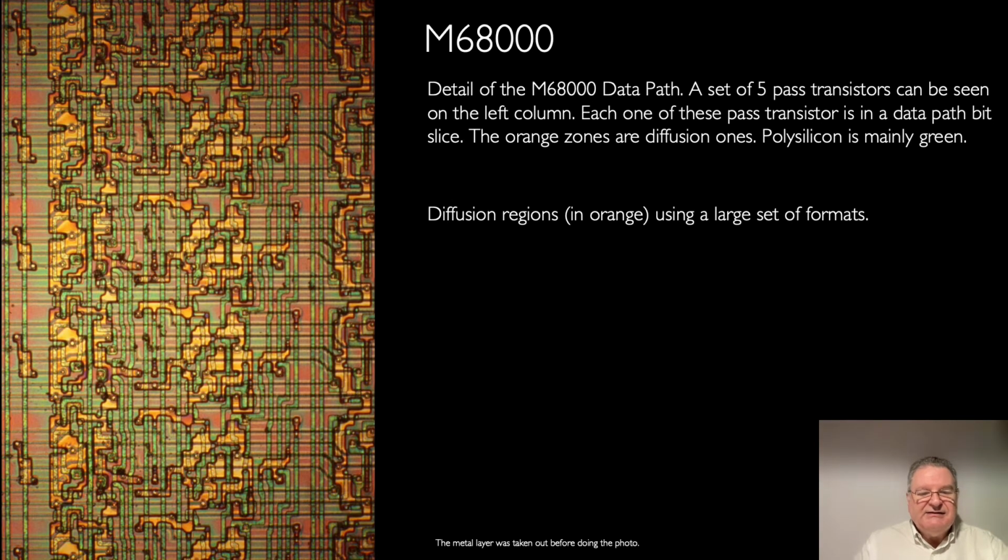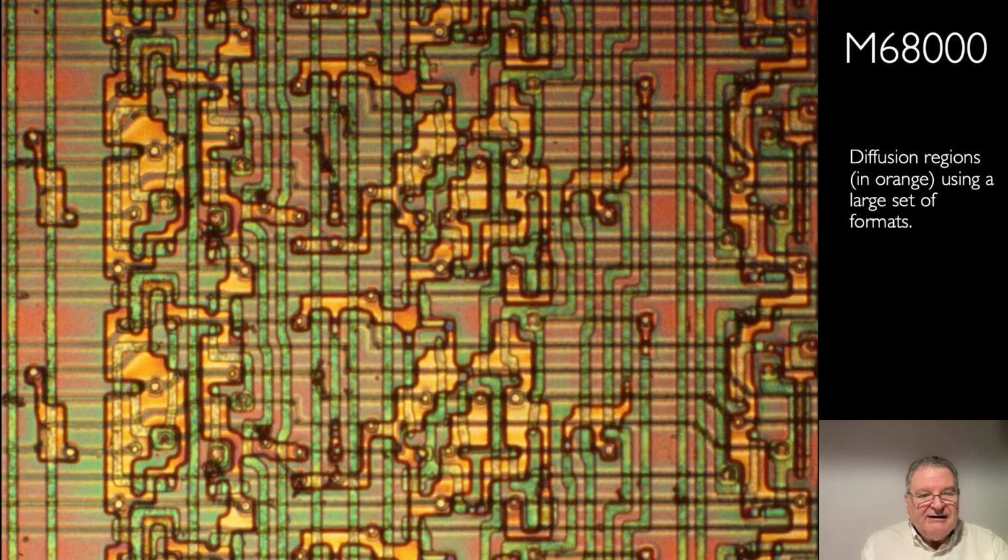Here is the 68000. Here we can also see several diffusions with shapes that are not found nowadays. You see different formats. Here the diffusion is the orange one. So there was a huge work to define the shape of any diffusion zone.